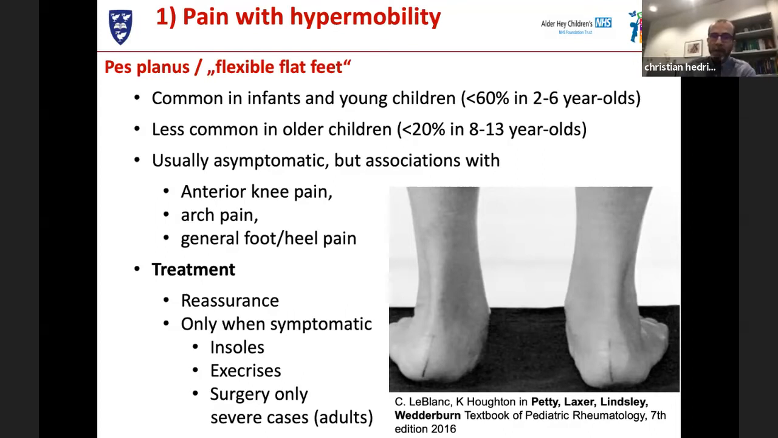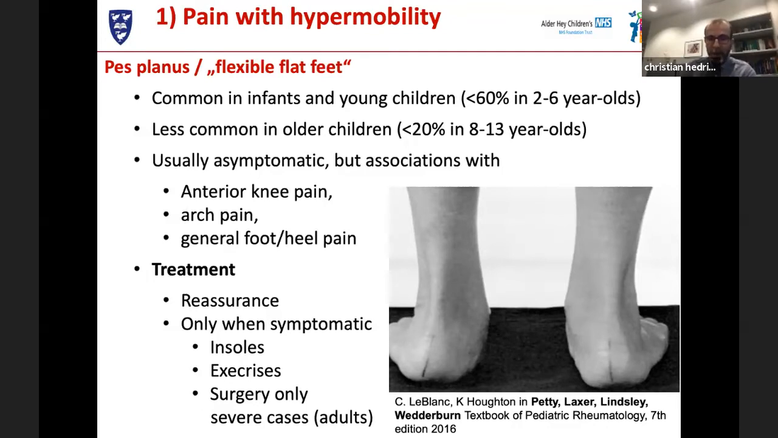They usually are asymptomatic, but there can be associations with anterior knee pain, arch of the foot pain, and general foot and heel pain. Treatment usually is limited to reassurance. As I said, it will go away in most patients. Pain will get better over time when the arch of the foot forms. And treatment should only be prescribed if patients are symptomatic, so they have pains. And then insoles are usually the first step.